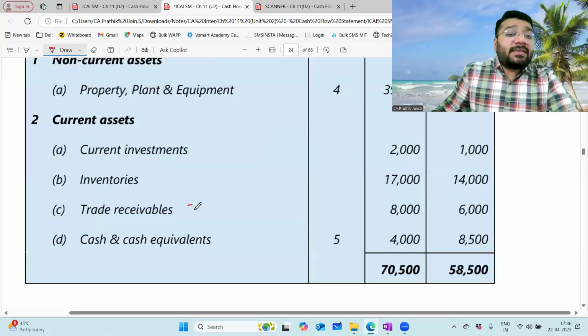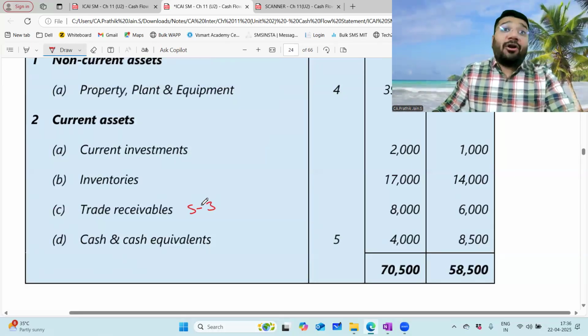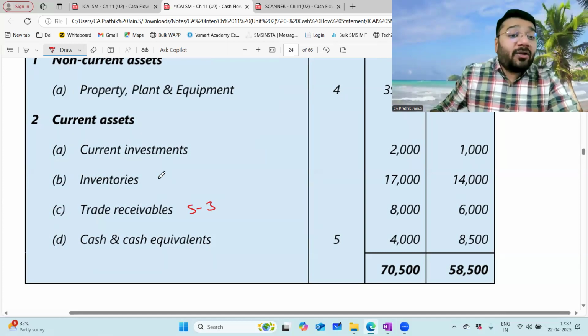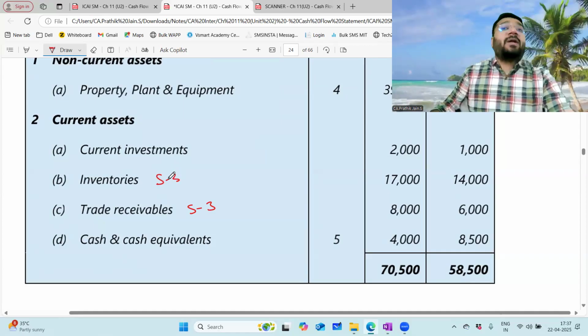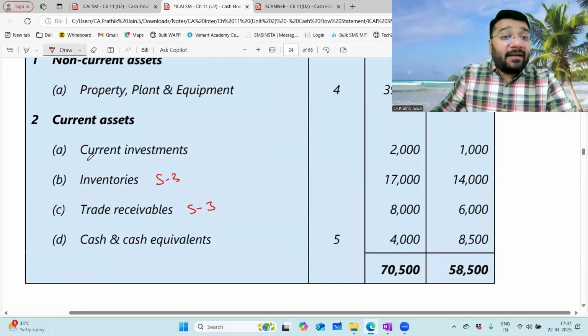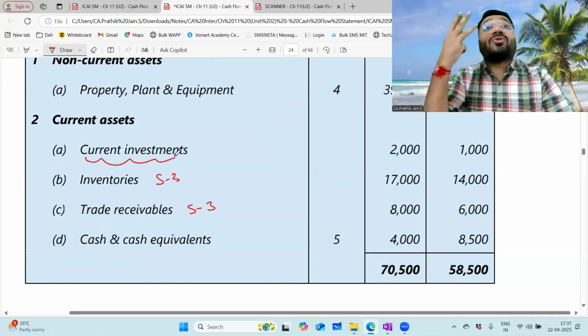Trade receivable is my segment 3. Add or minus, we'll decide there. But this is a part of segment 3. Inventory is part of segment 3. Current investment: cash and cash equivalent or investment activity? Investment activity, unless and until they say that these current investments are satisfying those 3 conditions.